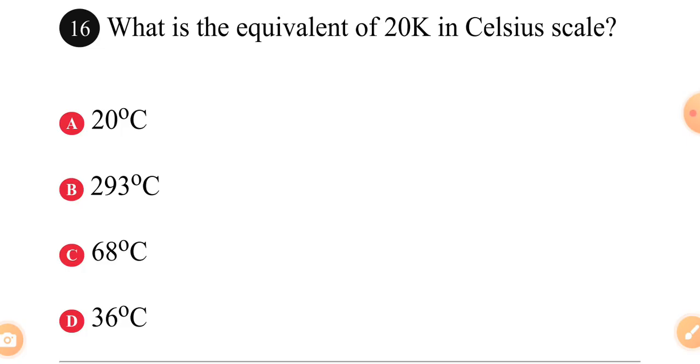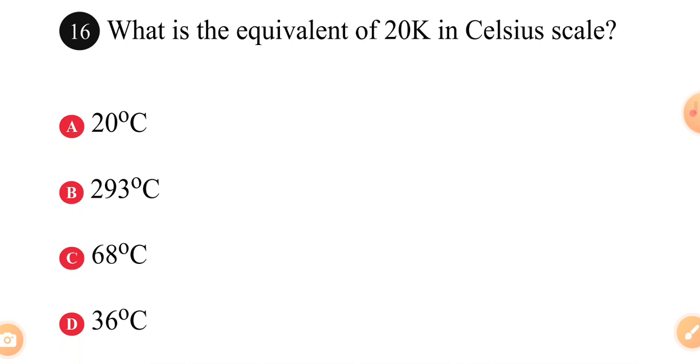If you are converting back from Celsius to Kelvin, you minus 273. So 20 plus 273 will give us 293. So the answer for question 16 is B, because 273 plus 20, I hope you are following, will give you 293.